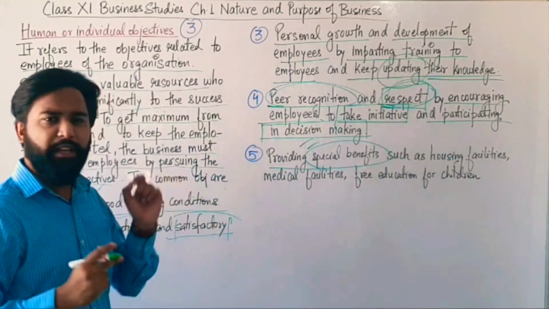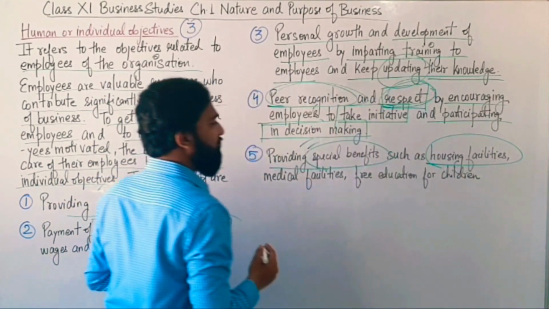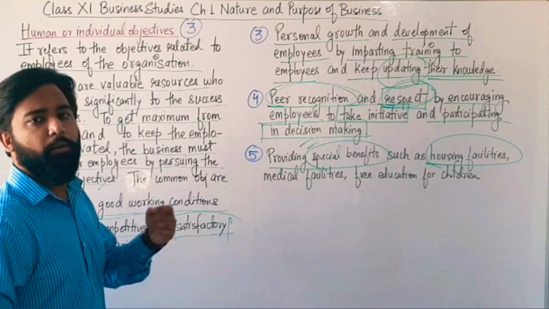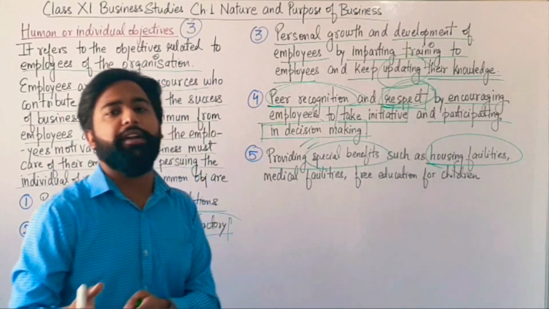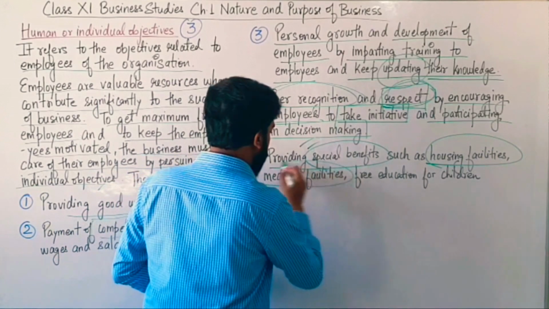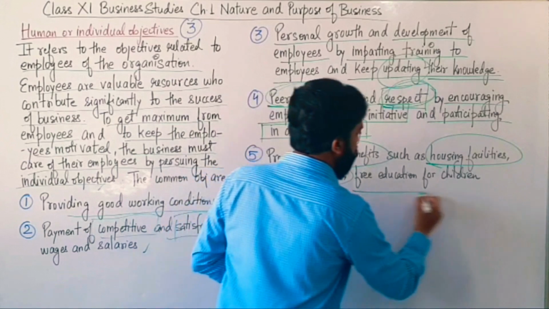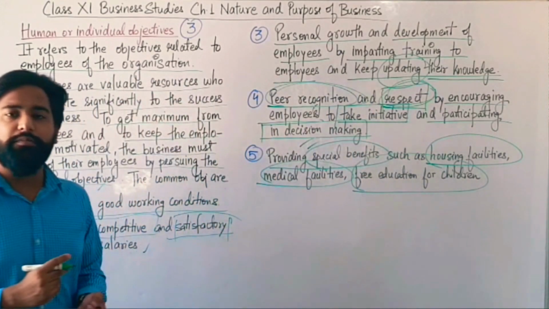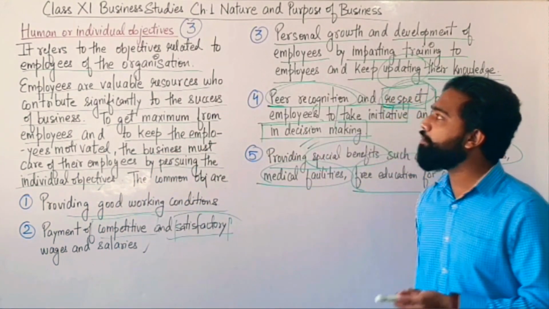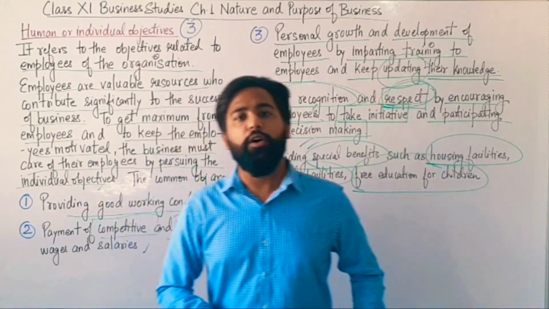Now, providing special benefits. There should be some special benefits provided to the employees, such as what? Housing facilities. If they are from outside the station, out of station, they should be provided with certain housing facilities. They should be provided a rental house or some housing facilities. The medical facilities. Most of the employers provide the insurance to their employees. Free education for the children. The children of that employees must receive the free education. So basically these are the individual or human objectives which an employer should provide to the employees of the organization.